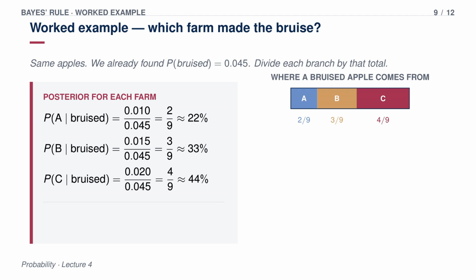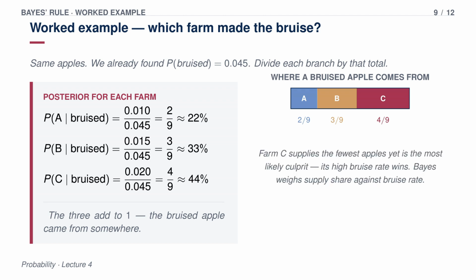Back to the apples. We found the probability of a bruise is 0.045, so divide each branch by that total. Farm A, 0.010 over 0.045, that's 2/9, about 22%. Farm B, 3/9, about 33%. Farm C, 4/9, about 44%. And they add to 1. The bruised apple came from somewhere.